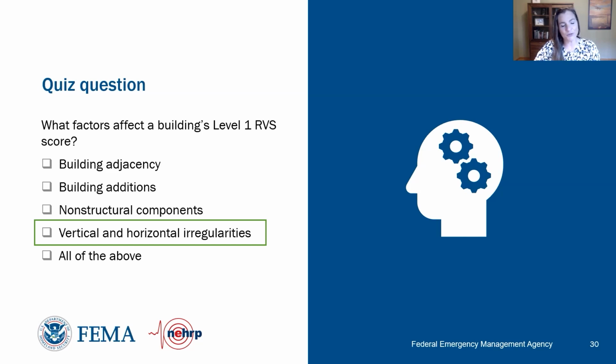On the level 2 side, we do have a score modifier for building adjacency for pounding. So that could affect the level 2 score. But correct, vertical and horizontal irregularities are the big one that affects the level 1 score.